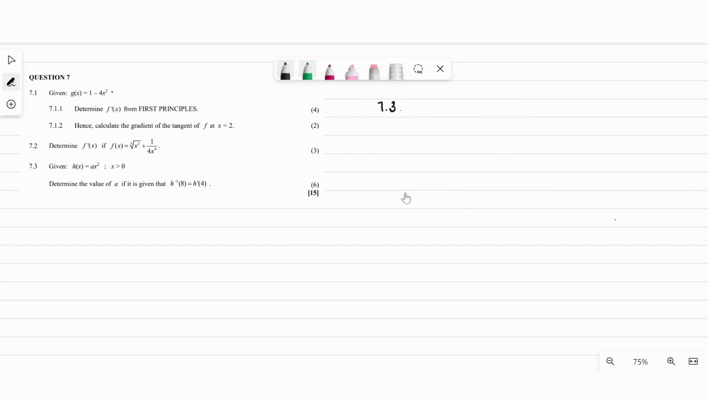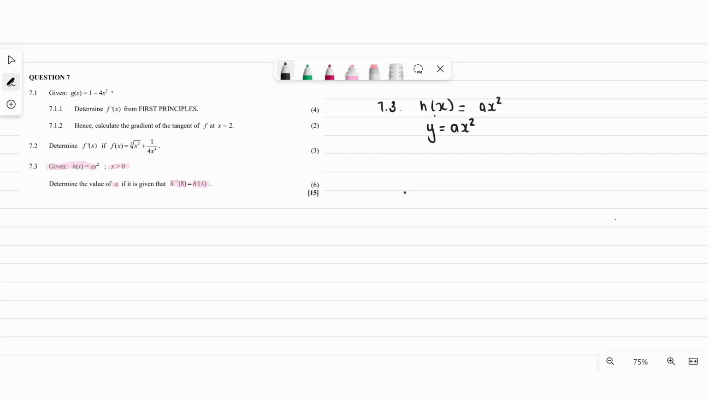Question 7.3 says, given h of x is equal to ax squared, then they tell you that x needs to be greater than 0. Then they say determine the value of a if you are given that the f inverse function, when you substitute a, is equal to f prime of 4, when you substitute 4 inside. So what we're going to do is, we know that h of x is equal to ax squared. So we're going to first find the inverse graph. So to find the inverse graph, this one needs to change into being y is equal to ax squared.